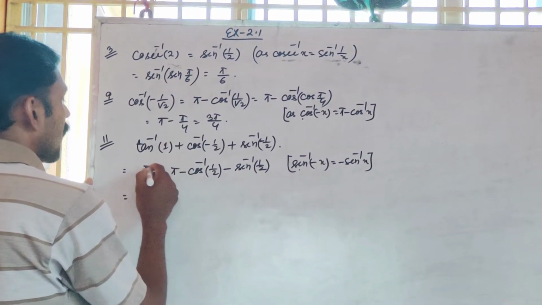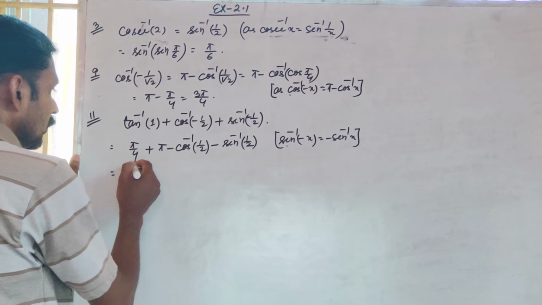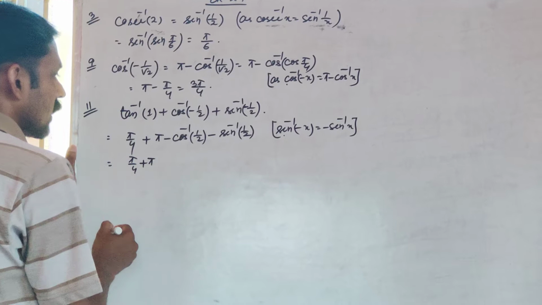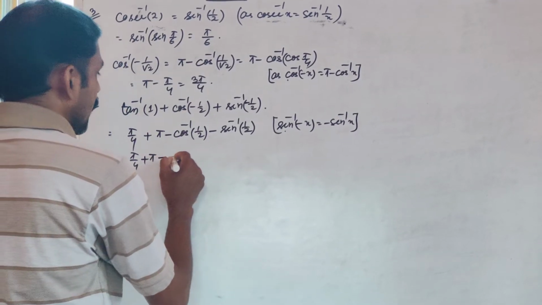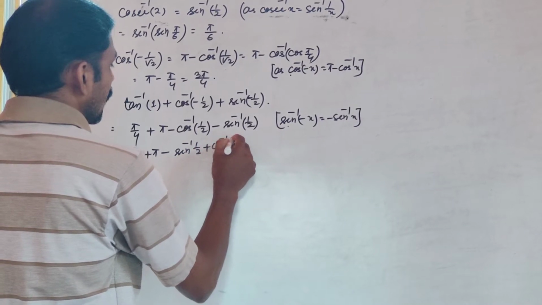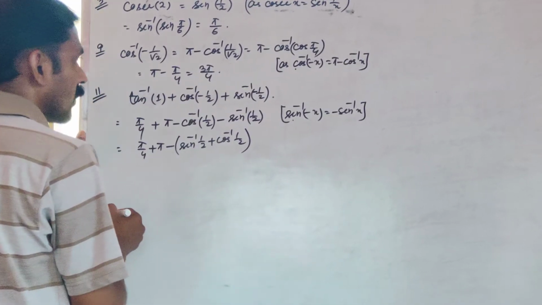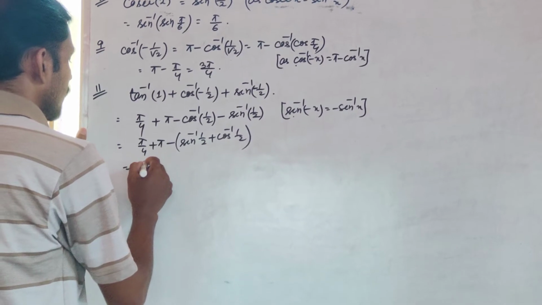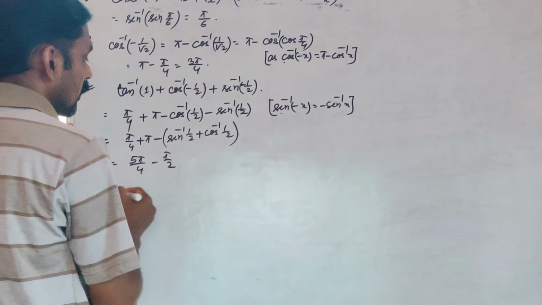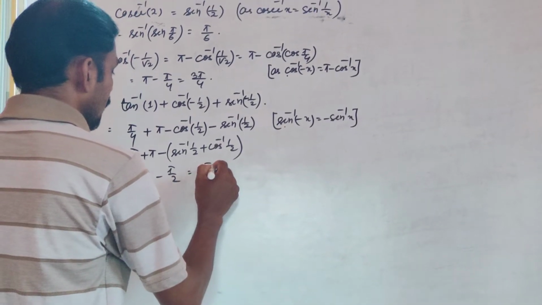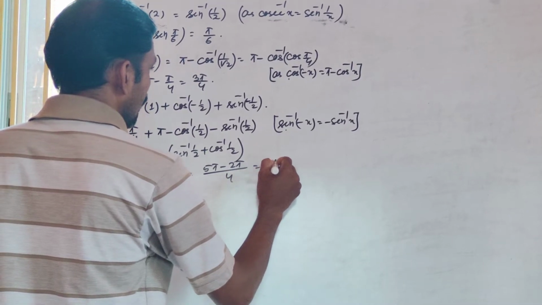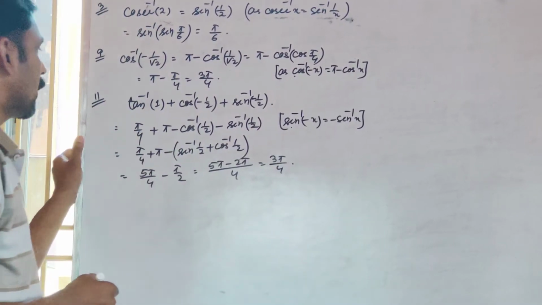So it is pi by 4 plus pi. Now if we take minus common, it will become sin inverse 1 by 2 plus cos inverse 1 by 2. This is 5 pi by 4 minus pi by 2. That is 5 pi minus 2 pi by 4. So that is 3 pi by 4.